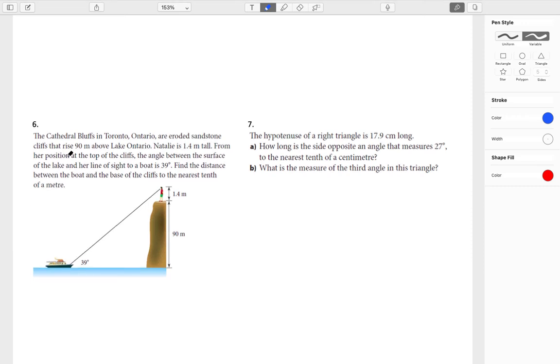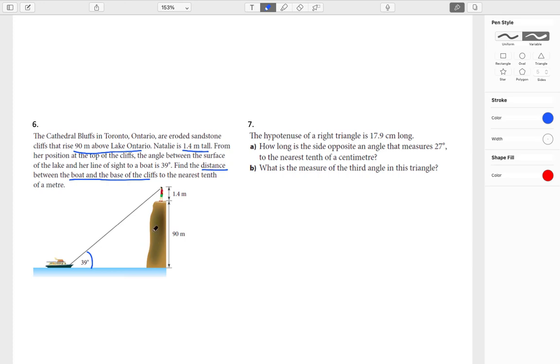Okay, the Cathedral Bluff in Toronto, Ontario are eroded sandstone cliffs that rise 90 meters above Lake Ontario. Natalie is 1.4 meters tall. Okay, so Natalie is here, and the cliff is 90 meters tall. From her position at the top of the cliff, the angle between the surface of the lake and her line of sight is 39 degrees. Find the distance between the boat and the base of the cliff to the nearest tenth of a meter.